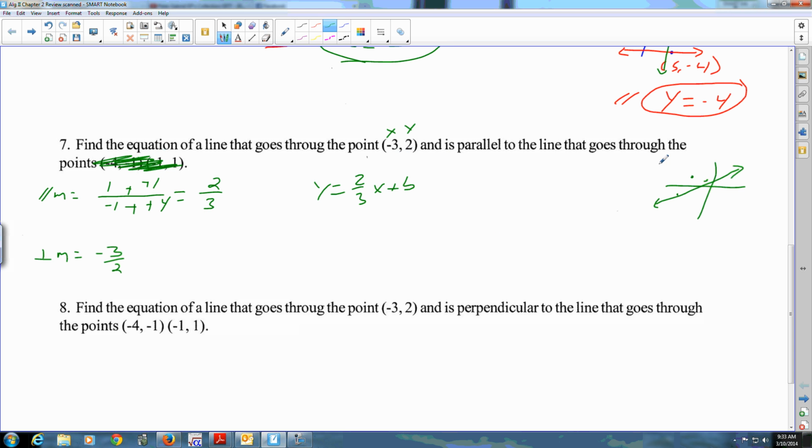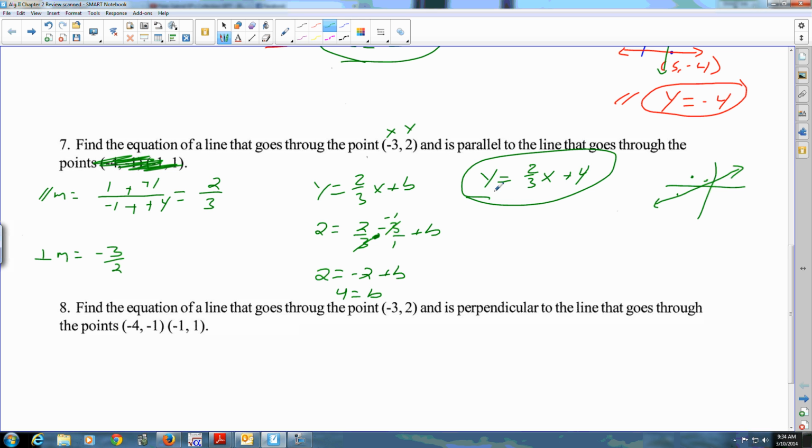Okay, this is the point that you're interested in, right there. Okay, so 2 is equal to 2/3 times negative 3 plus b. 3's cancel out, you're left with a negative 1. 2 is equal to negative 2 plus b. Add the 2, 4 is equal to b. So your final answer for the parallel line is y is equal to 2/3 x plus 4.